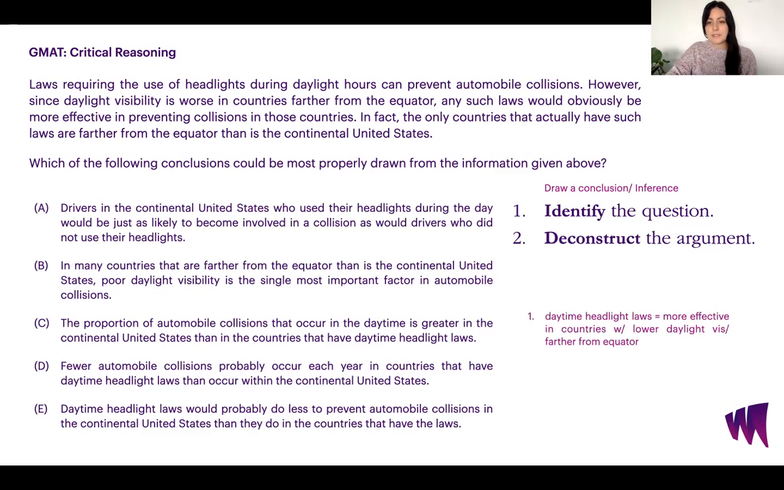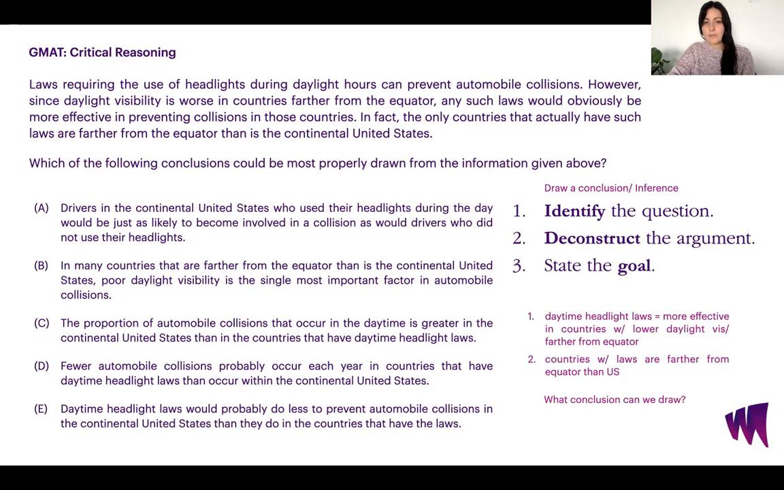First, the argument is telling us that these headlight laws are more effective in countries that are farther from the equator because they have lower daylight visibility, and that the countries that have the laws are farther from the equator than the continental United States. So the next step is to state the goal. This is a draw conclusion question. Therefore, we want to figure out what conclusion we can draw from these pieces of information. Basically, what we can figure out is that the laws are going to be less effective in the United States compared to countries that are farther from the equator.